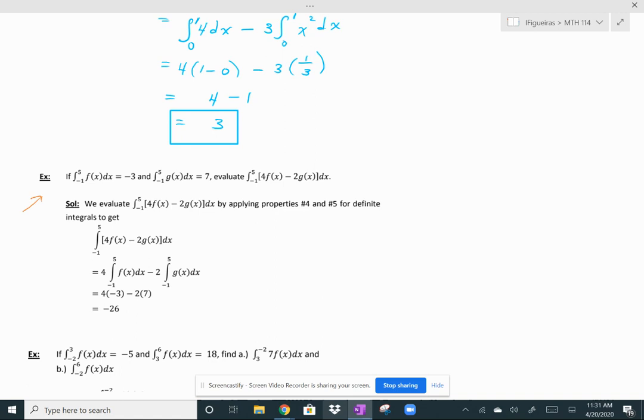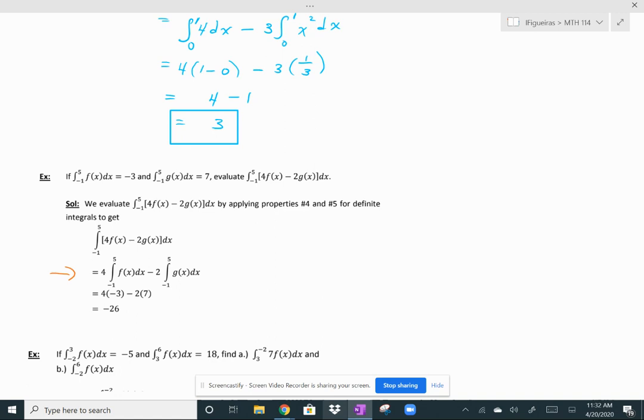So again, I'll be using a couple of the rules or properties above. Definitely the one for the difference of two functions and the property for coefficients. So that's what you're seeing on this line. I split it up into 2 separate integrals, and I also factored out the 4 in front of the f of x and the 2 in front of the g of x.